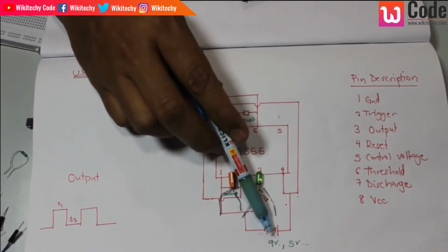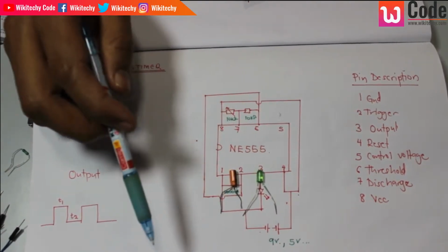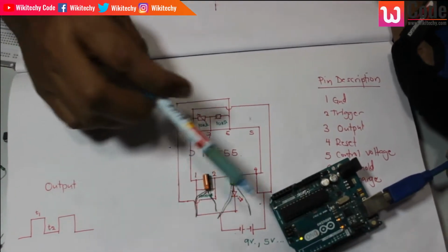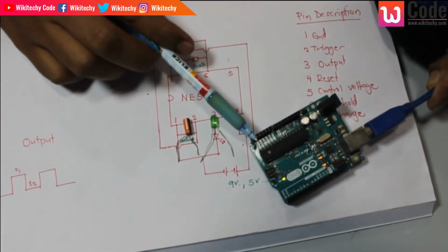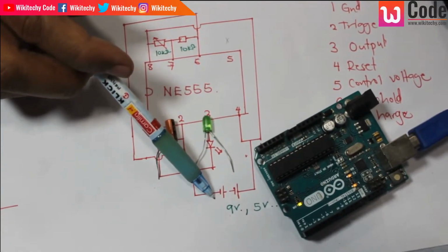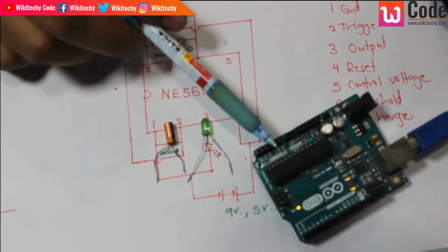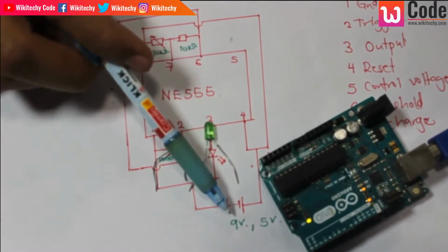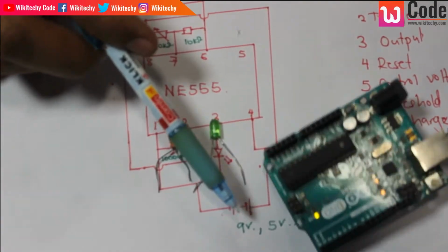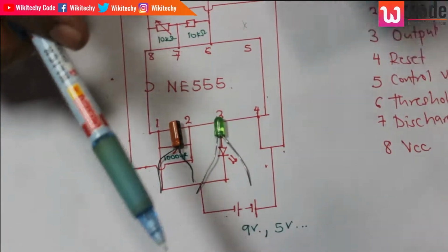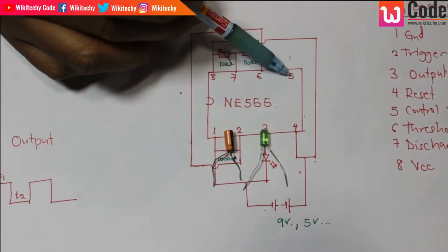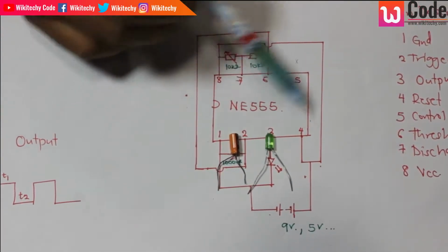We can use a battery. Since I need a consistent supply, I'd use this Arduino board, but it's not mandatory to use it. We can go with a battery, which is more than enough. I'm using an Arduino board for the time being to generate a 5 volt supply. If you're able to make a 5 volt supply, there's no need for the Arduino board. Pin 5, we are not going to use; it is for controlling the voltage.